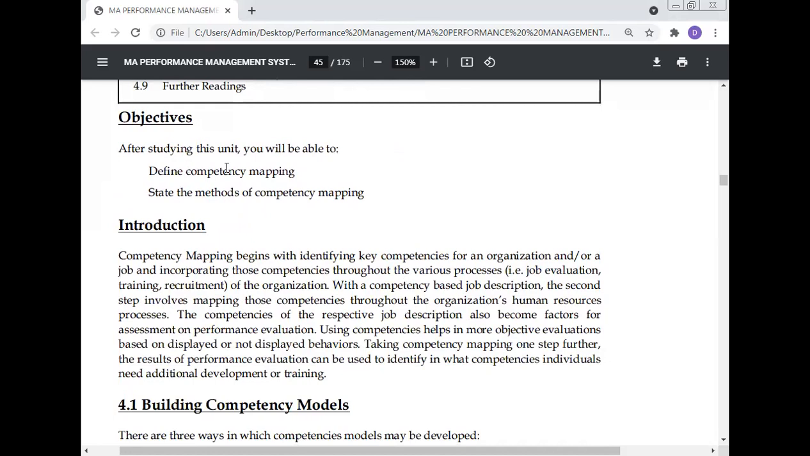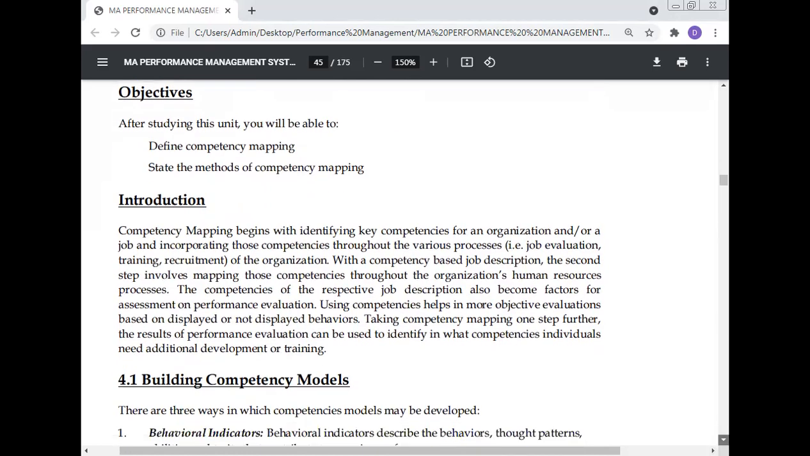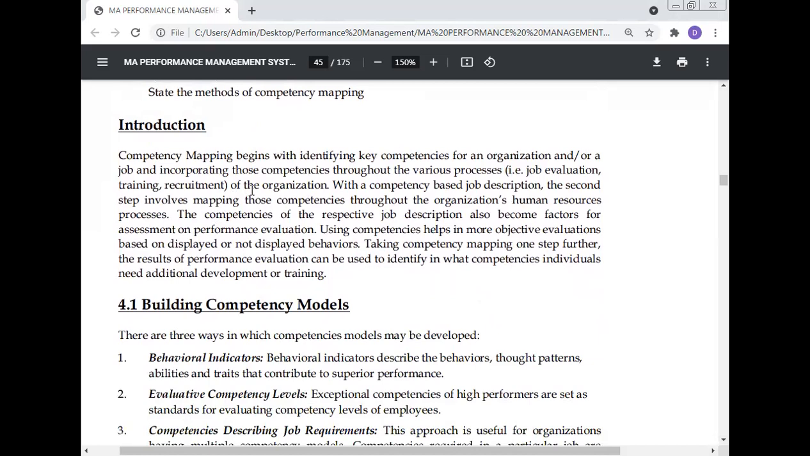Objectives are: after studying this unit, you will be able to define competency mapping and state the methods of competency mapping. What are the methods of competency mapping? Competency mapping begins with identifying key competency for an organization and for a job.